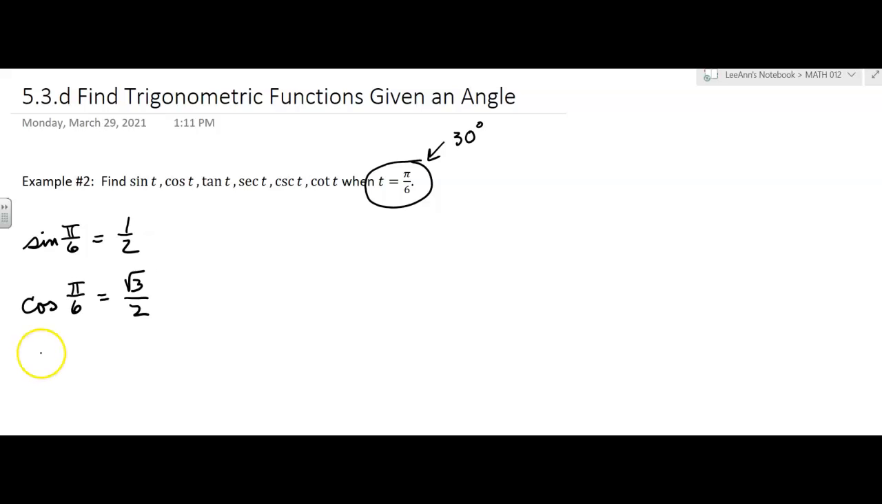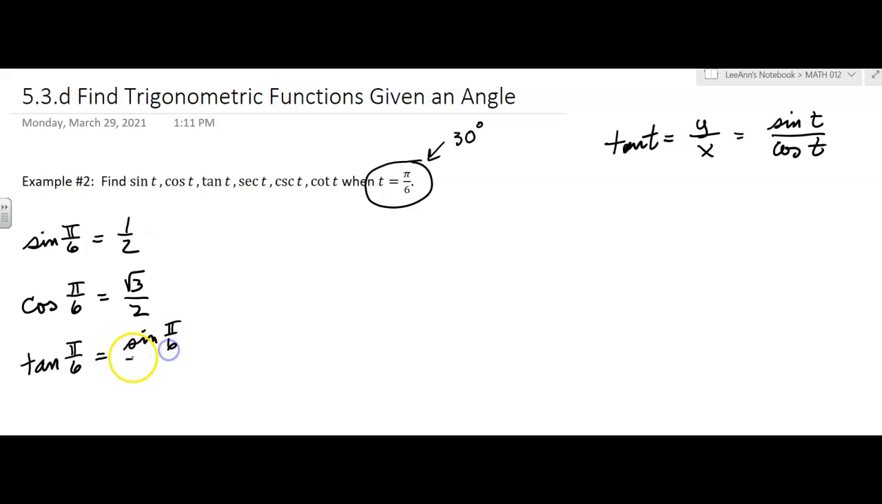Now, what do they want? Tangent t. Tangent t is equal to y over x. But that's the same thing as sine t over cosine t. So you could use that to help you if you don't want to draw something out. So I can say the tangent of pi over 6 is equal to the sine of pi over 6 divided by the cosine of pi over 6, which is 1/2 over the square root of 3 over 2.